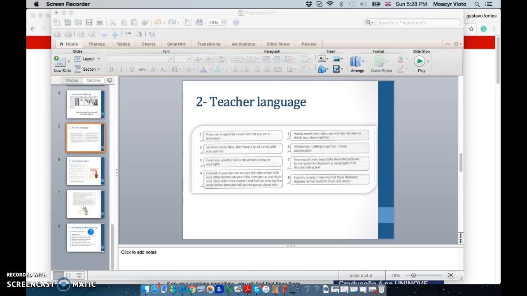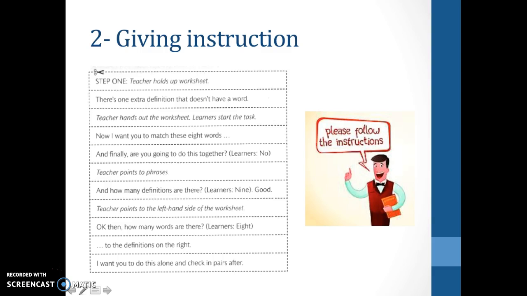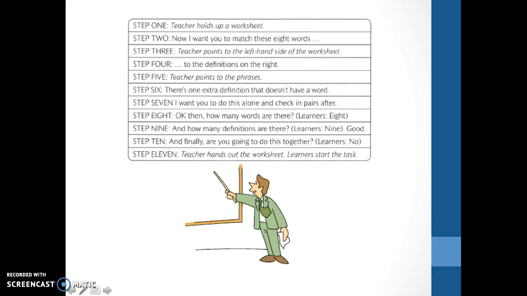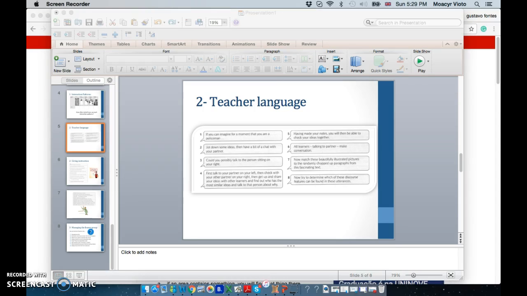All right, so now let's take a look at giving instructions. So first of all, I'd like you to look at these instructions, please, and could you please try to put them in order? Well, I hope you have something similar to this.